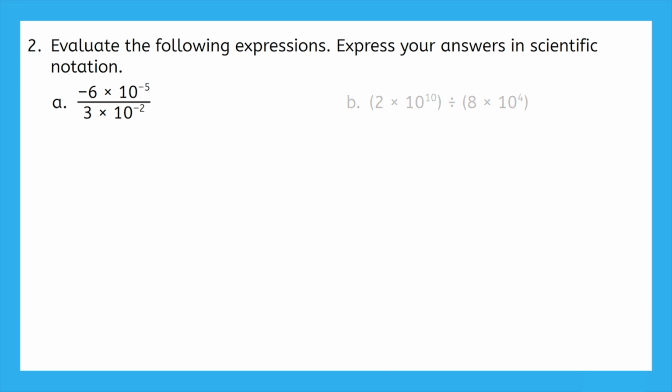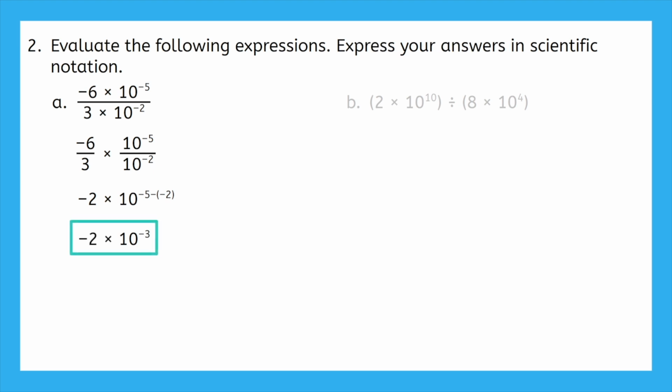For part A, divide the coefficients. Negative 6 divided by 3 is negative 2. Then divide the powers of 10 by subtracting the exponents. Negative 5 minus negative 2 is negative 3. That gives us negative 2 times 10 to the negative 3rd, which is already in scientific notation.